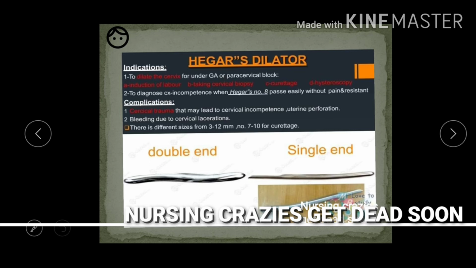There are different sizes, from 1 to 12 mm, and 7 to 10 for the curettage. Larger numbers are also available with the Hegar dilators. In different departments we use these Hegar dilators, but in gynecology we mainly use them for dilatation of the cervix.